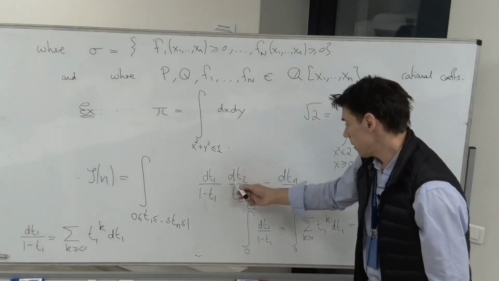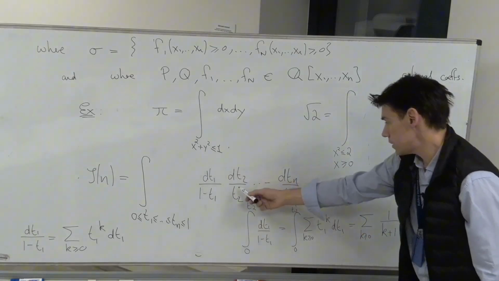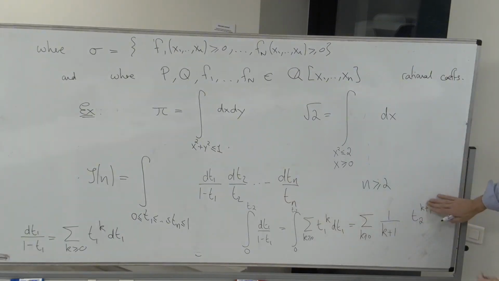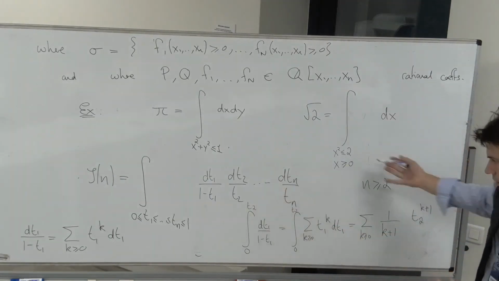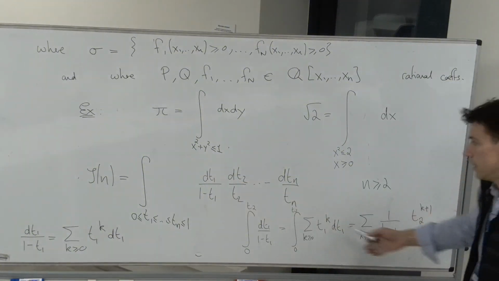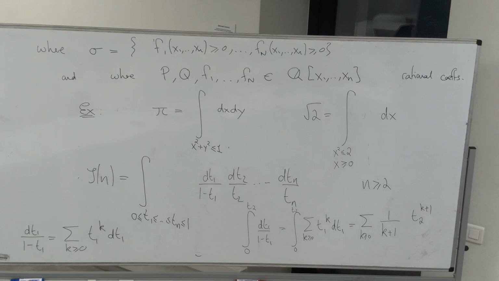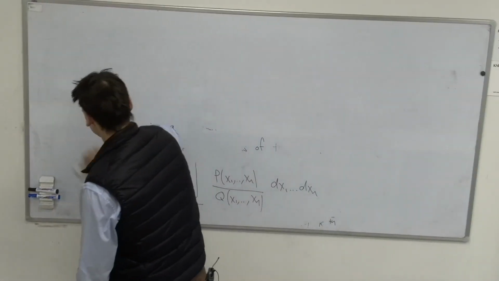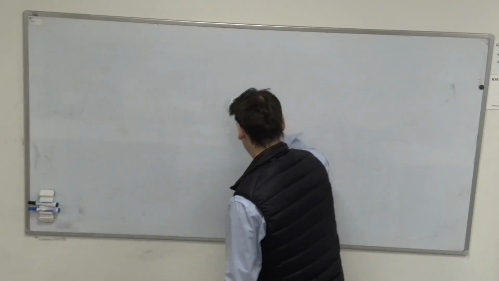You plug this into here, and then do the next integration in t2, so that when you divide by t2, you lose a power here. When you do the next integration, that produces another k plus 1. And you keep integrating, and it produces in the end, I leave it as an exercise, the sum of 1 over k plus 1 to the power n, and that's zeta n. Okay, so that's a good exercise to spend some time thinking about. So the values of the Riemann zeta function at positive integers are periods.